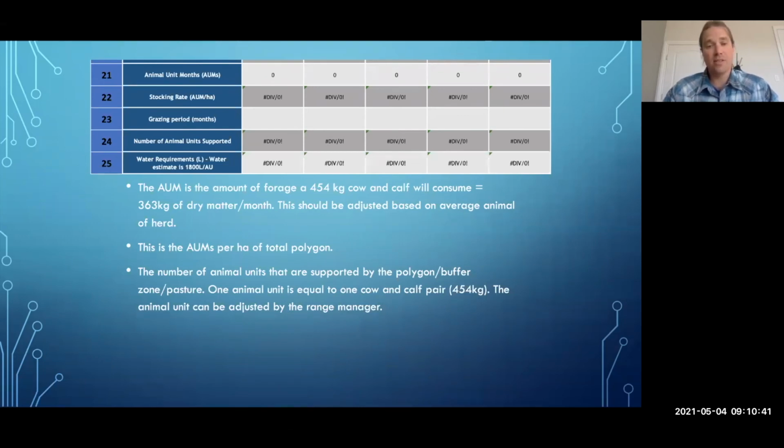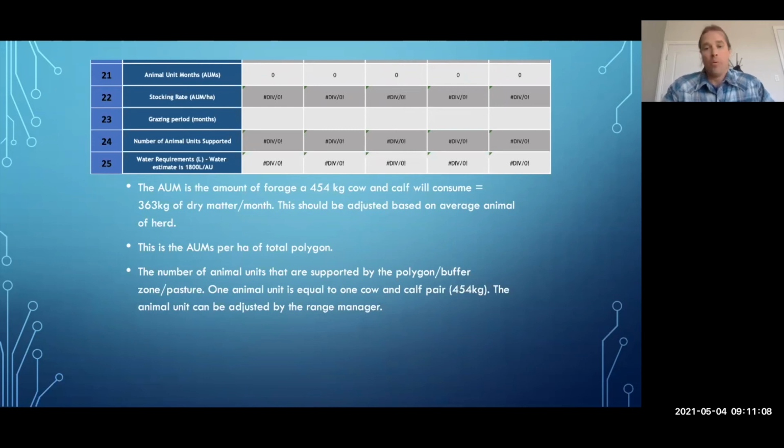And so this assists us with providing a carrying capacity, so that can be related to the stocking rate. And then you can add the grazing period. So how many months are the animals on that specific polygon? And then that provides the number of animal units that would be supported for that polygon. And then it will also provide a number for the water use.